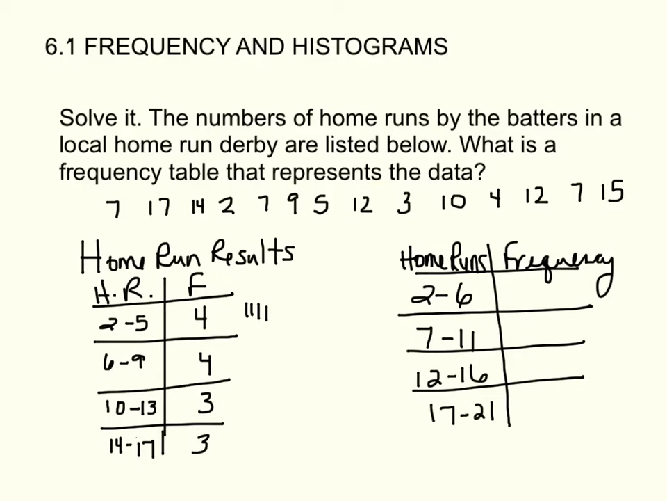So if you count them up, there are 4 from 2 to 6, 5 from 7 to 11, 12 through 16 home runs, there are 4, and there's only 1 that goes from 17 to 21. So that would be intervals of 5 in making a frequency table. So if we look at example number 1 on the top of page 372, use the data of marathon times in minutes to make a frequency table.